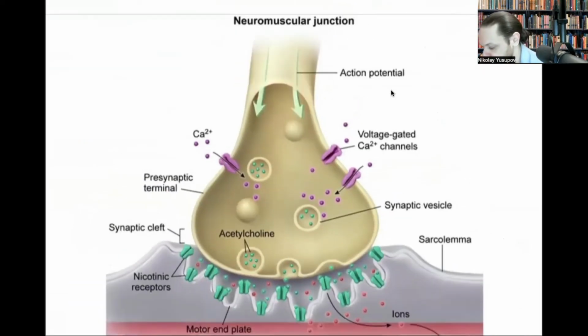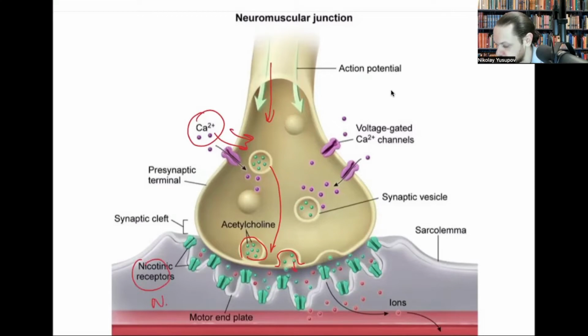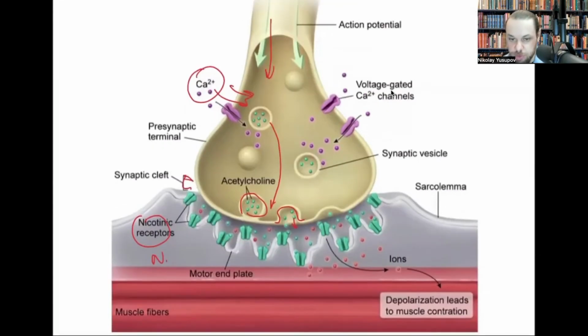So here they show you a neuron, and we see the action potential come in, and calcium coming in. The role of calcium here is to cause exocytosis of this neurotransmitter. As calcium comes in, it triggers this vesicle to bind at the synaptic cleft and release its contents. Here we see the vesicle coming to the surface, bound to the membrane, releasing acetylcholine onto these nicotinic receptors, or N receptors, at the synaptic cleft. Then this is going to exert effects downstream, which we're going to talk about in a moment.